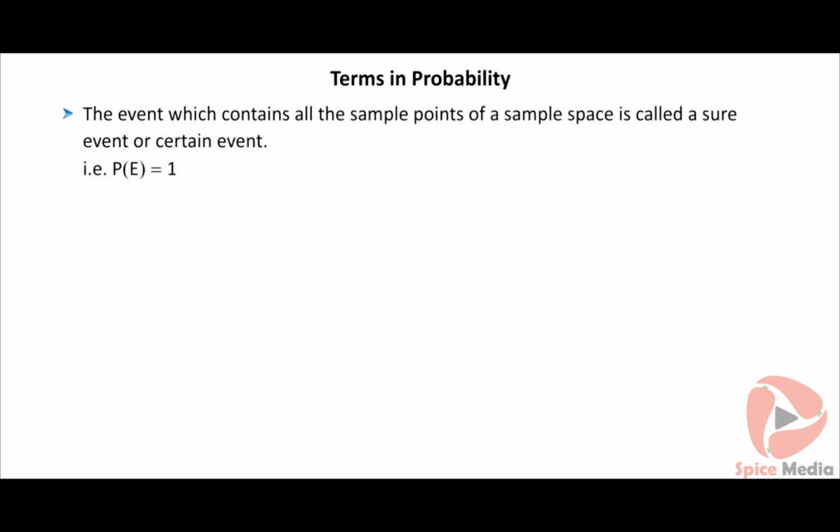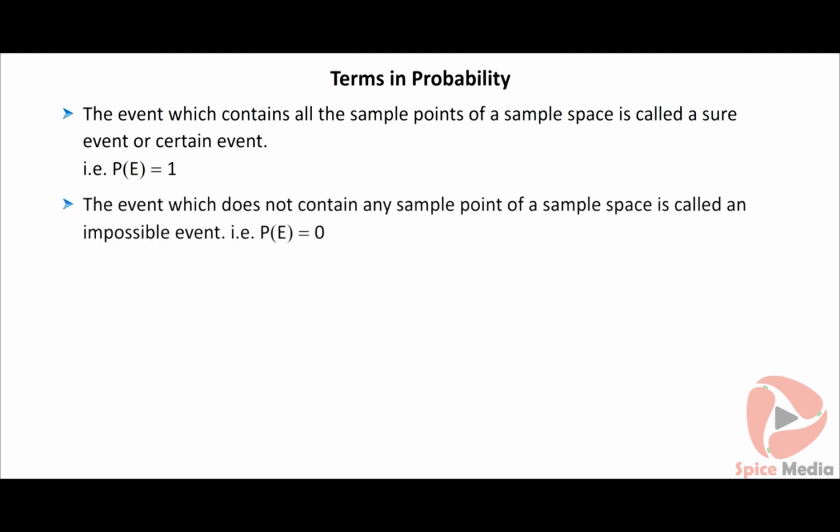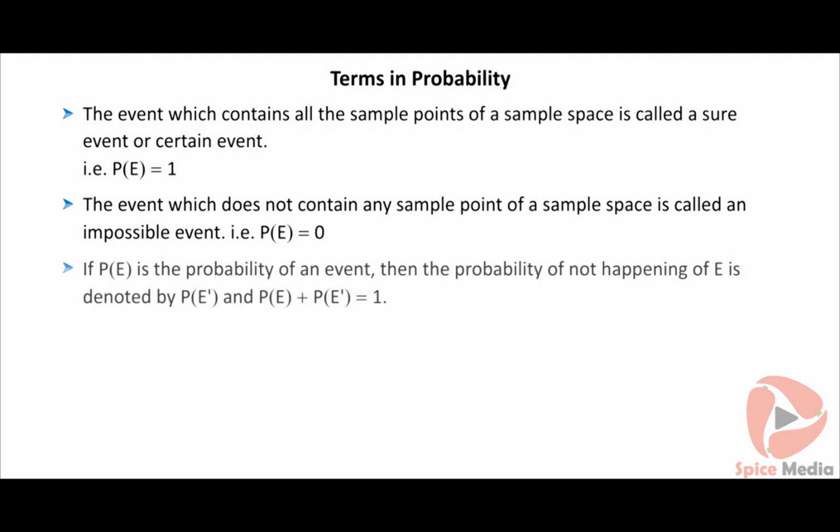The event which contains all the sample points of a sample space is called a sure event or certain event. That is, P(E) is equal to 1. The event which does not contain any sample point of a sample space is called an impossible event. That is, P(E) is equal to 0. If P(E) is the probability of an event, then the probability of the event E not happening is denoted by P(E complement). P(E) plus P(E complement) is equal to 1.